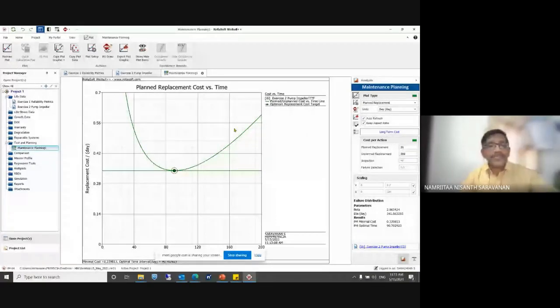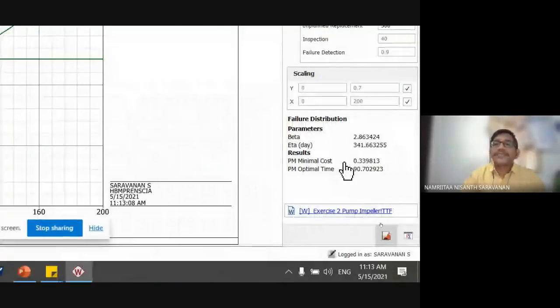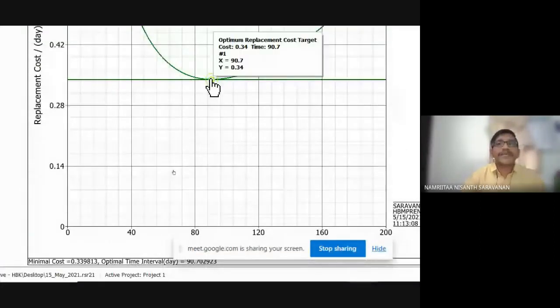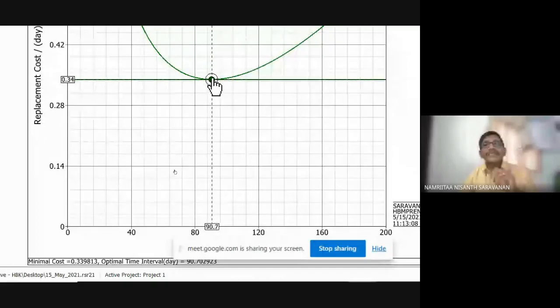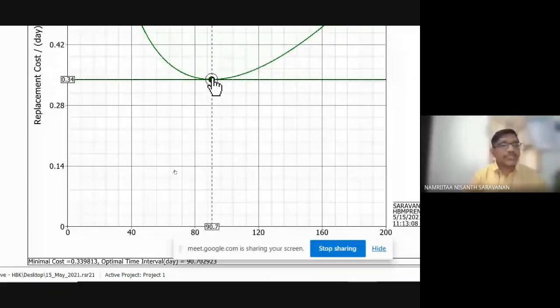You can see here on the right side, the optimum time to do maintenance is 90 days. This is the place you see here as 90 days. Can you see the message here? The X-axis is in days. This is the point. If you do maintenance here, most of the life of the pump is consumed and it is almost closing to the end of life.